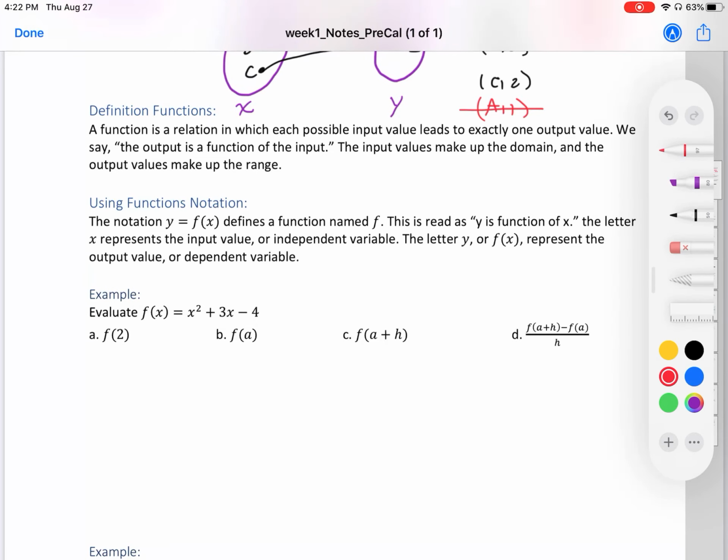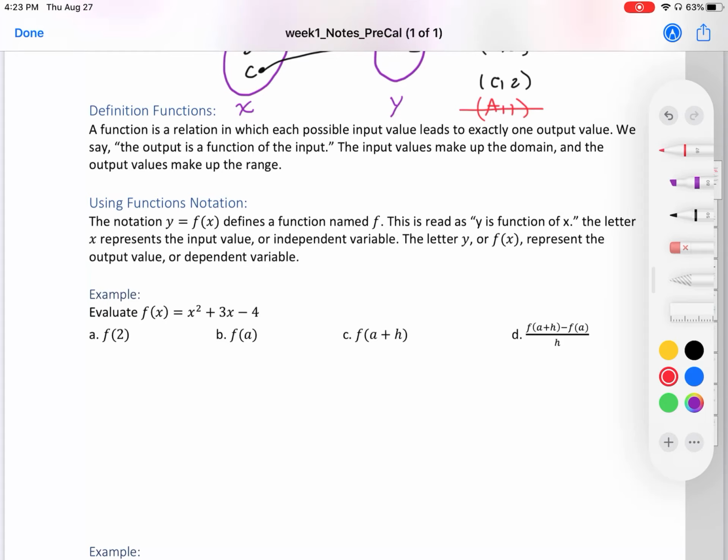Definition: functions. A function is a relation in which each possible input value leads to exactly one output value. We say the output is a function of the input. The input values make up the domain, and the output values make up the range. Using function notation, the notation y equals f of x defines a function named f. This is read as y is a function of x. The letter x represents the input value, or independent variable, and the letter y, or f of x, represents the output value, or dependent variable.